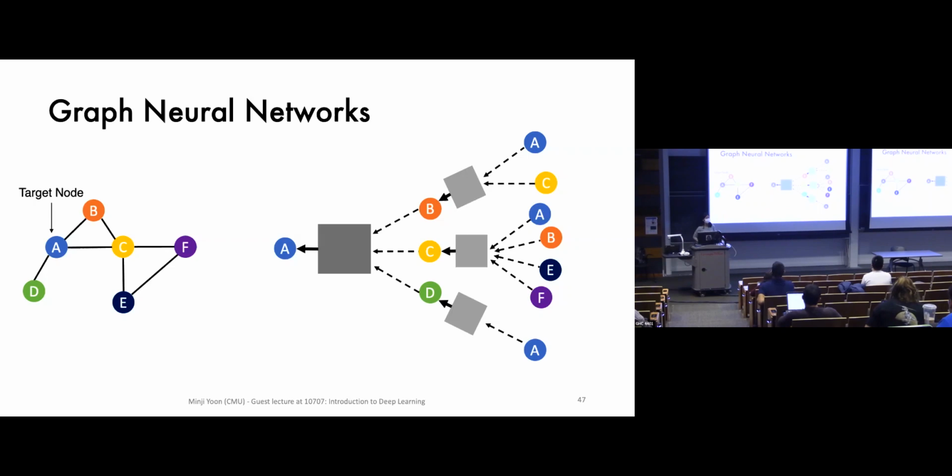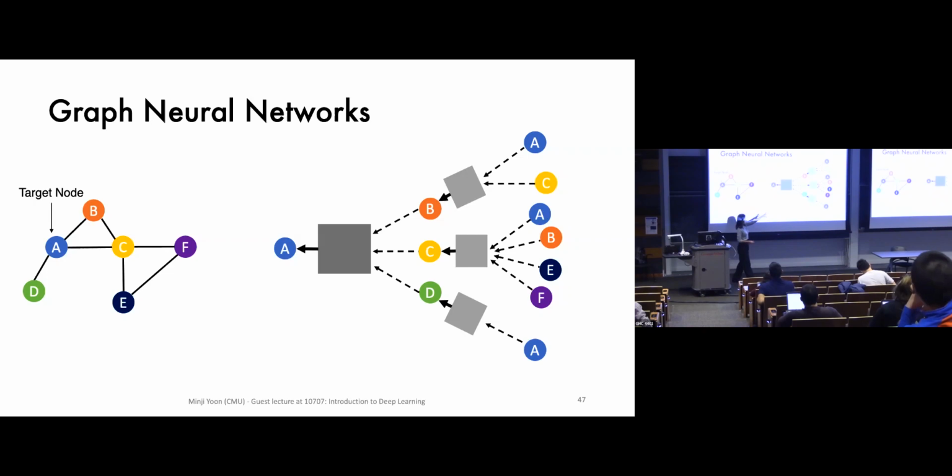So the question is that we have various types of connections between neighboring nodes, and can we regard them equally, or maybe they could have different meaning and different impact in different applications. That's a very good question, because that's one of the open research questions in this field, and I'm going to talk about it very soon.